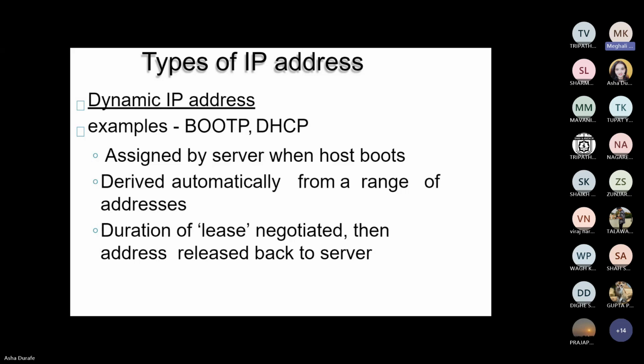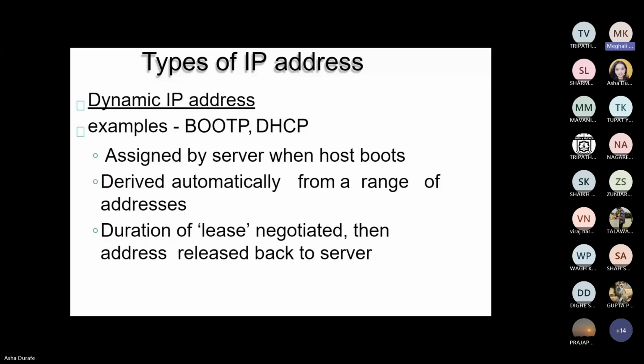So this is derived automatically from a range of addresses. So a small amount of IP addresses can be shared among a large number of users. The duration of the lease can be negotiated, and then the address is released back to the server. So as and when required, the lease is negotiated. As and when not required, the address is released back to the server so that the server can assign it to the host which requires it. That is dynamic IP addressing.